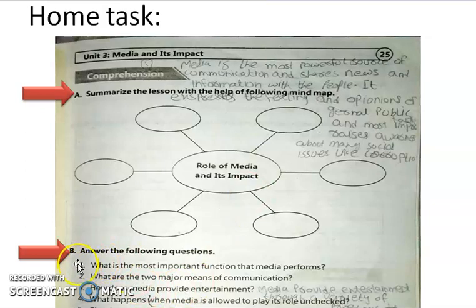Next is question number B. Answer the following questions. What is the most important function that media performs? What are the two major means of communication? How does media provide entertainment? What happens when media is allowed to play its role unchecked?